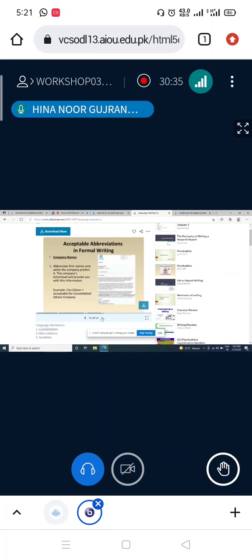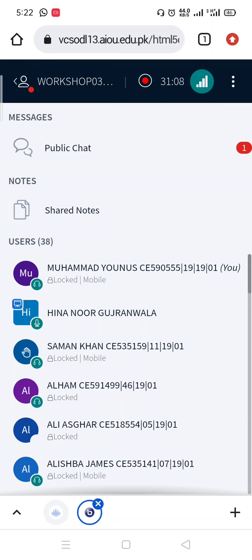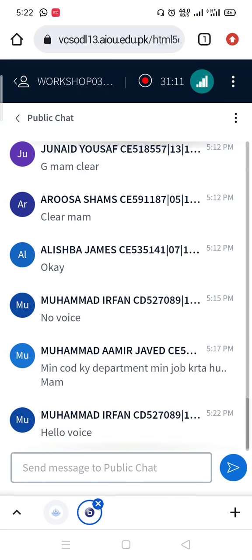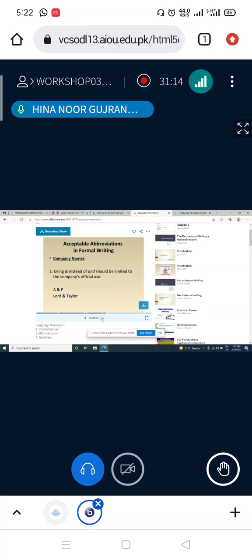When you are writing the name of any company, like Unilever, you may write Pvt. for Private Limited. So instead of mentioning the whole name, you can use the abbreviation. In company names, using an ampersand instead of and should be limited to the company's official use, A&P, Lord and Taylor. Then organizations and government agencies that are known by their initials may be abbreviated in writing.